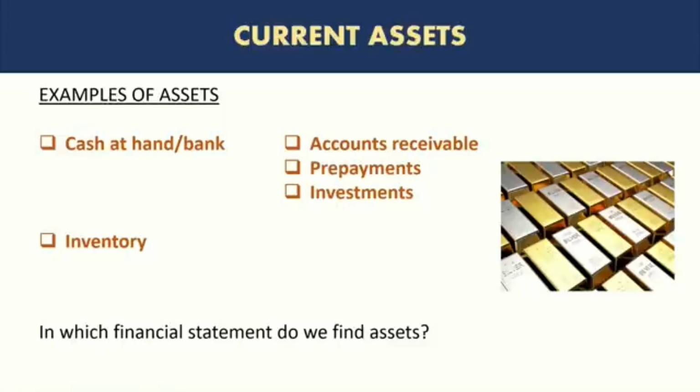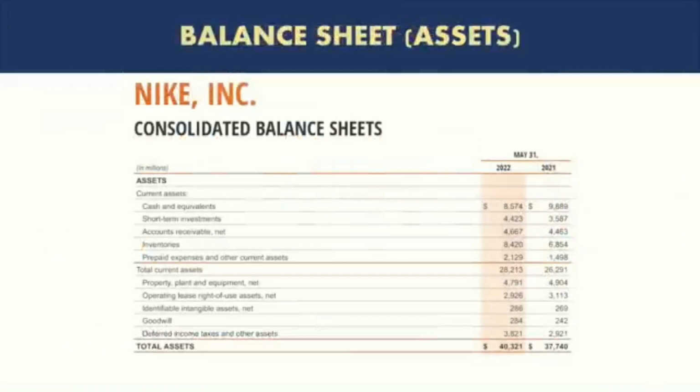Now, in which financial statement do we find assets? You should know it by now. Yes, it's the balance sheet. So here is an example of Nike. This is their consolidated balance sheet for the year ended May 31, 2022. And if you're thinking why it is May 31 and not December 31, well, December 31 is the calendar year end, but many organizations do not necessarily have the same year end as the calendar. So their 12 months period, their fiscal year, or their financial year could be any other month during the year. Depends on what is the year that they choose. So in the case of Nike, they have chosen that May 31st is the year end.